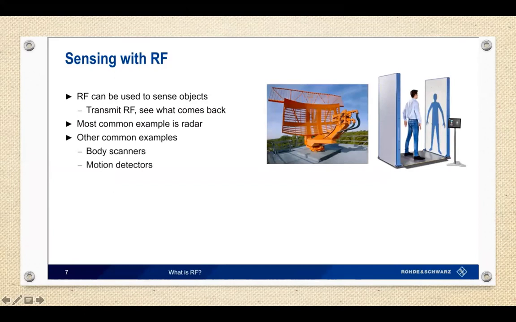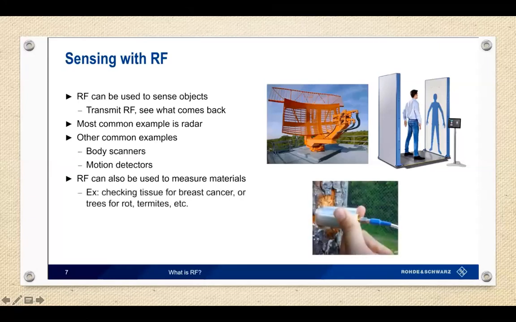A less well-known use of RF for sensing is something called material measurements. RF allows us to non-destructively determine certain properties of materials, such as checking tissue for the presence of breast cancer, or trees for the presence of rot, termites, etc.